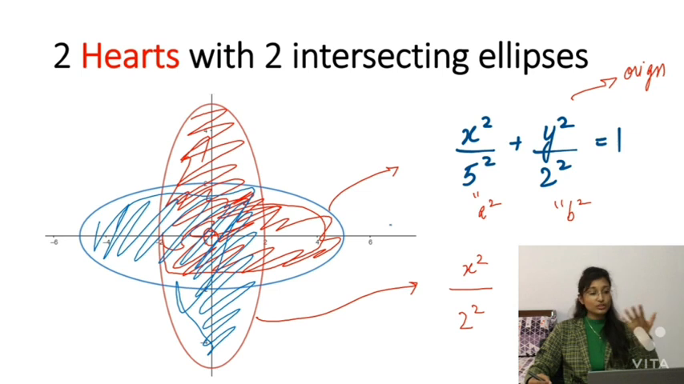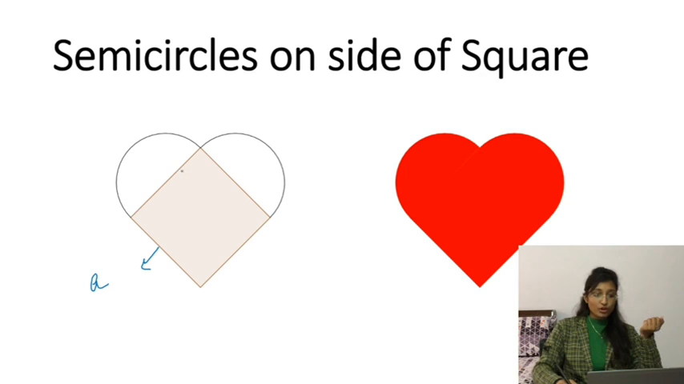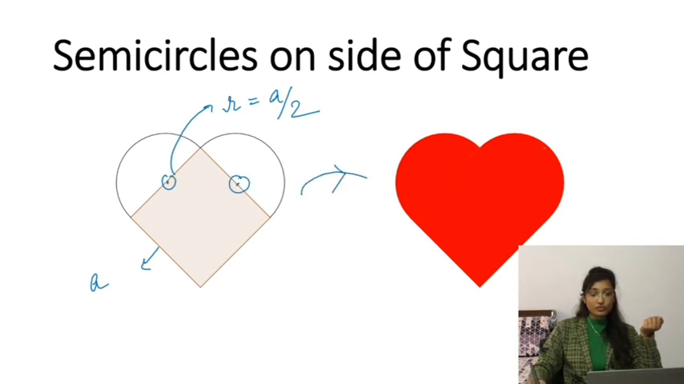Now let's go on with our story. Semicircles on the side of the square. We have constructed a square of side length a units, and we will draw two semicircles of radius a by 2 on the adjacent sides of the square. And hence the heart which will be formed is of this kind. Isn't it a beautiful heart?